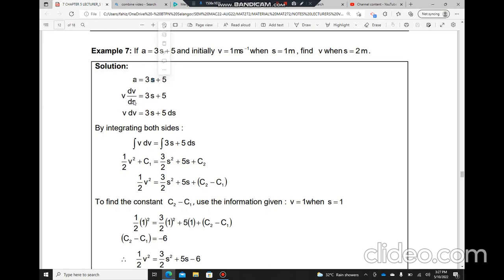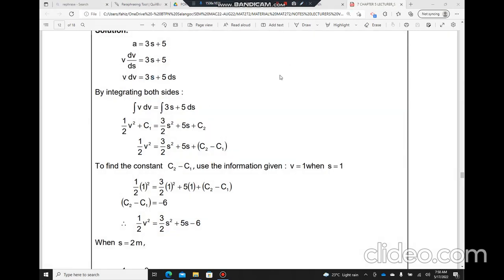So kita asingkan S ni, kita boleh bawa ke sebelah kanan sebab dia ada function S kat sini. And then bila dah jadi yang ni, okay, so next step you will get V dV equals to 3S plus 5 ds. Okay, so kat sini saya ulang lagi sekali, make sure bila awak separate, dia akan guna variable yang sama. So kalau sebelah kiri kita gunakan V, kalau sebelah kanan kita gunakan S.